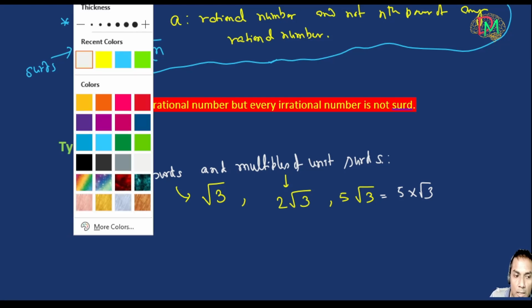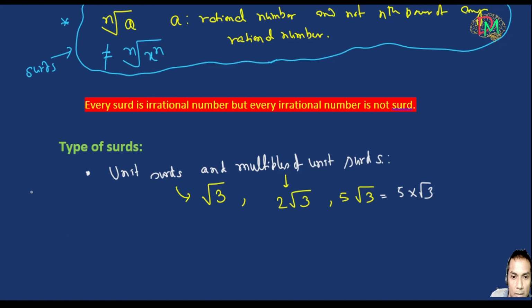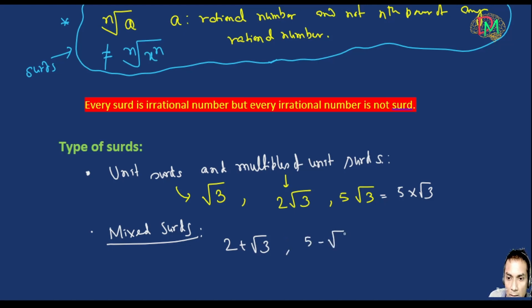Okay. Next we learn the mixed Surds. Let's take one example, 2 plus root 3. So it is a mixed Surd. Or 5 minus root 7. This is not the pure Surd. Here these are the pure Surds. Clear? So in general expression we can write the pure Surd as nth root of a. This is the pure Surd.